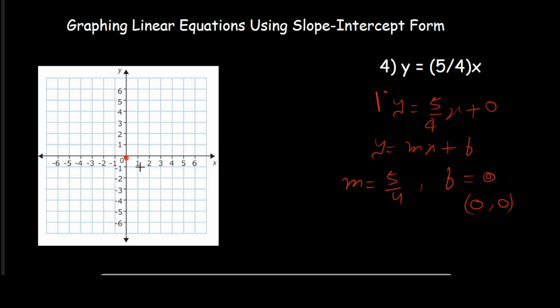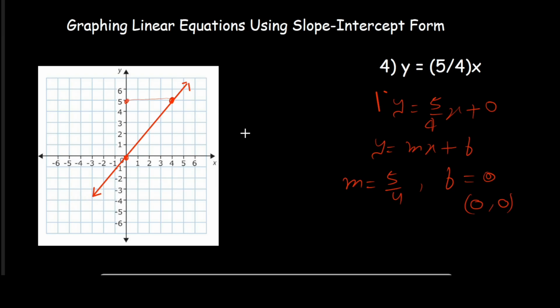From this point we have to move 5 units up, which is here, and we have to move to the right side 4 units, because the run is 4 units. So move 4 units, which means here. Here is our next point. So the first point is this and the next point is this. Now let's connect these 2 points with a straight line and add an arrow to both sides of the line because it shows that our line goes forever.